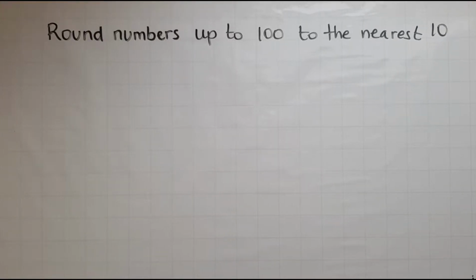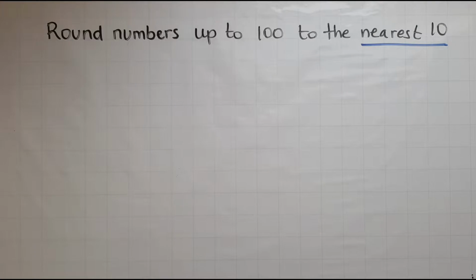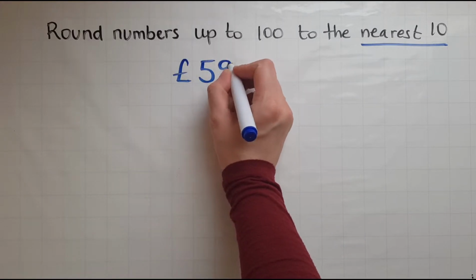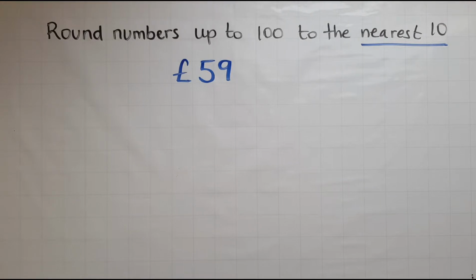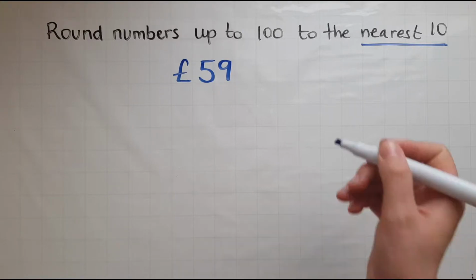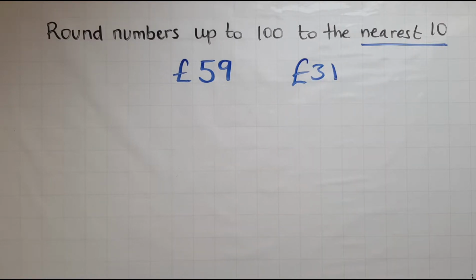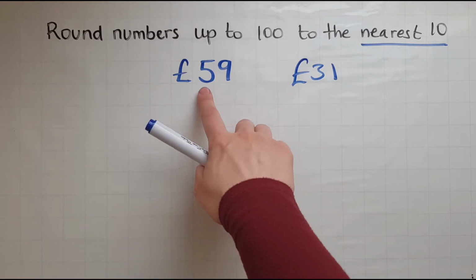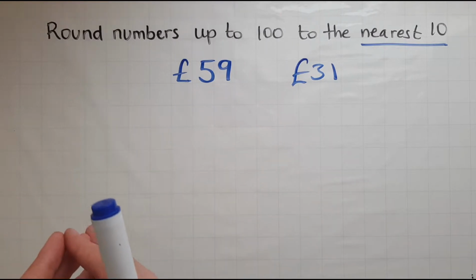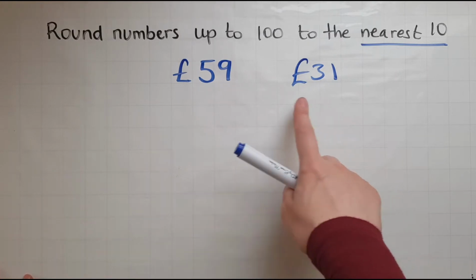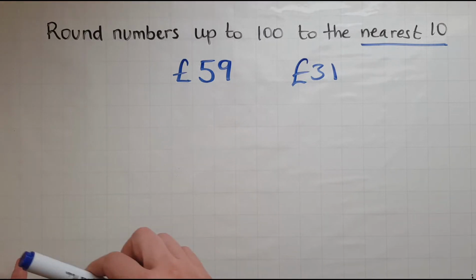In this video, we'll learn to round numbers up to 100 to the nearest 10. When we go shopping and we've just spent £59, for example, what we think in our head is that we've just spent £60, and then later on we might go and spend £31. So we normally think, oh, I've spent 60 and another 30, that gives me 90 in total. So we're not using the actual amount, we're estimating, or rounding these numbers and adding them together. So how does that exactly work?